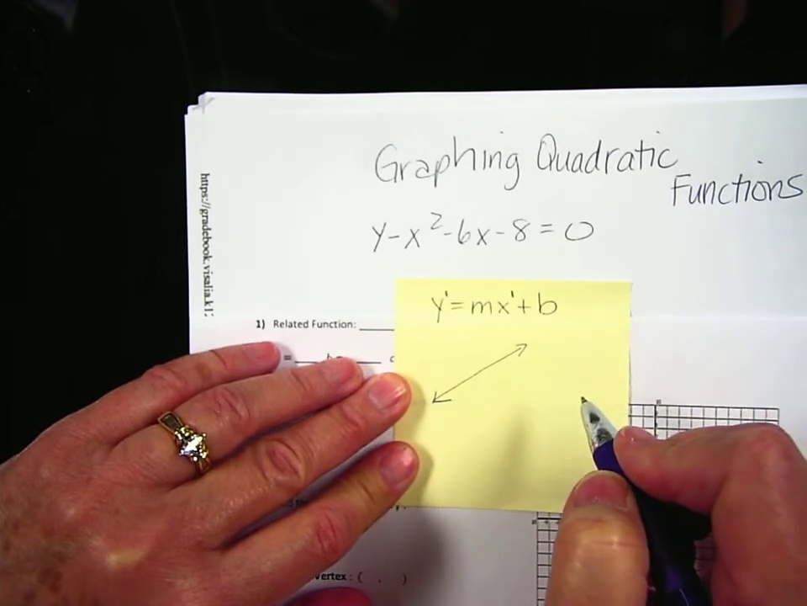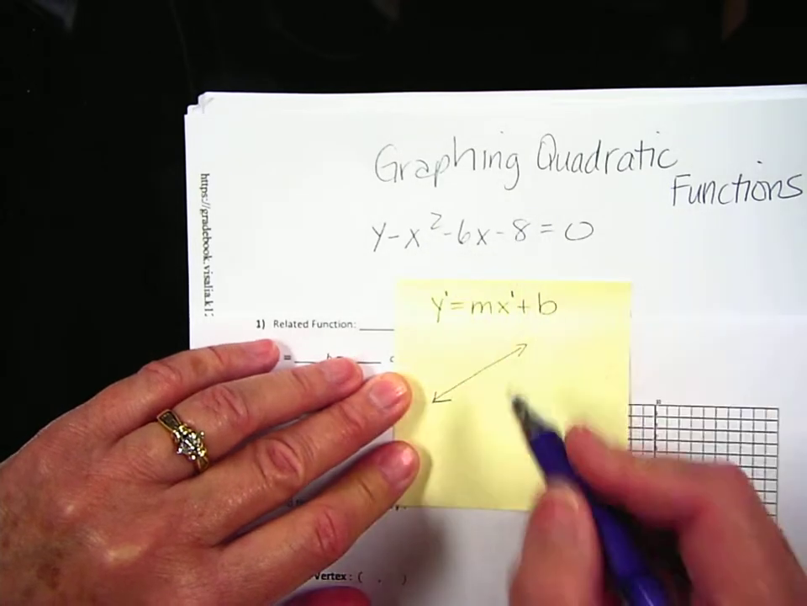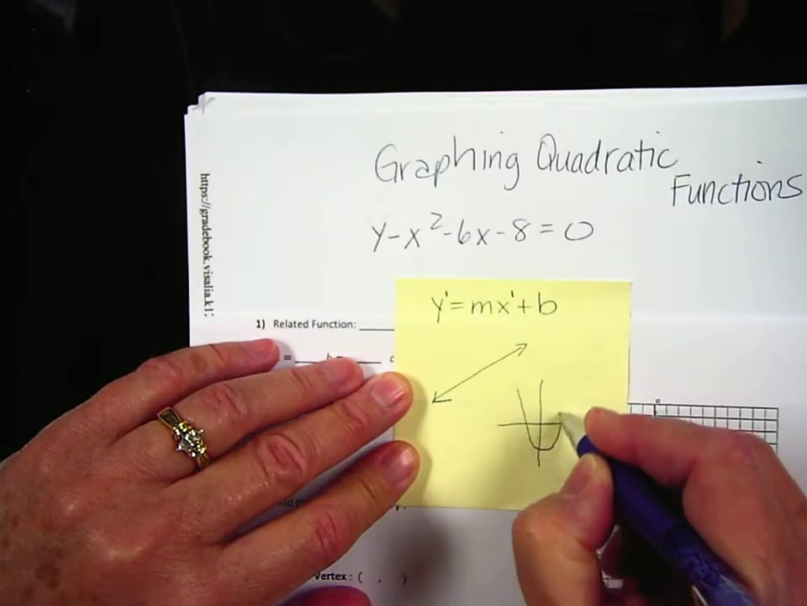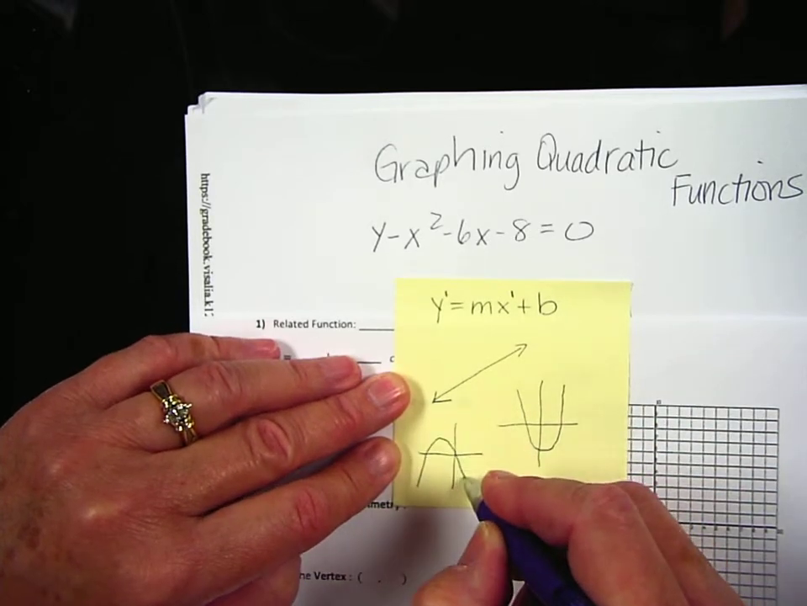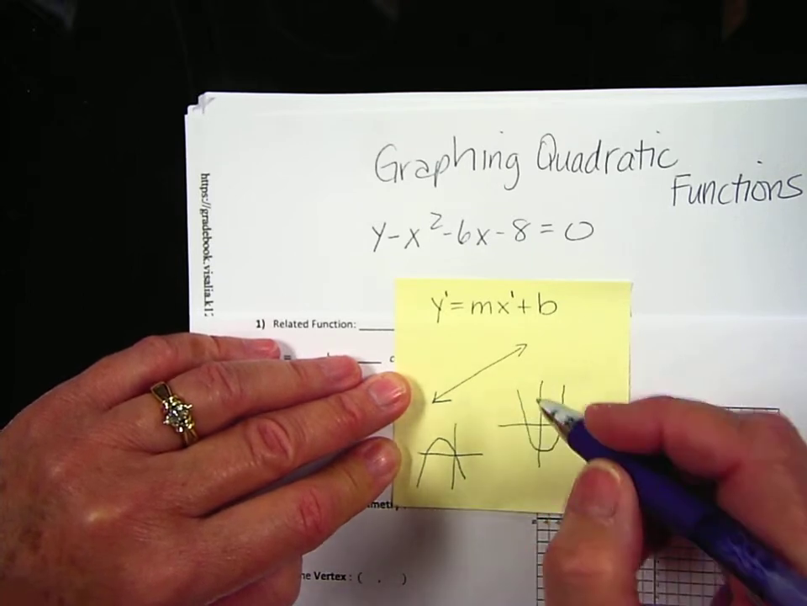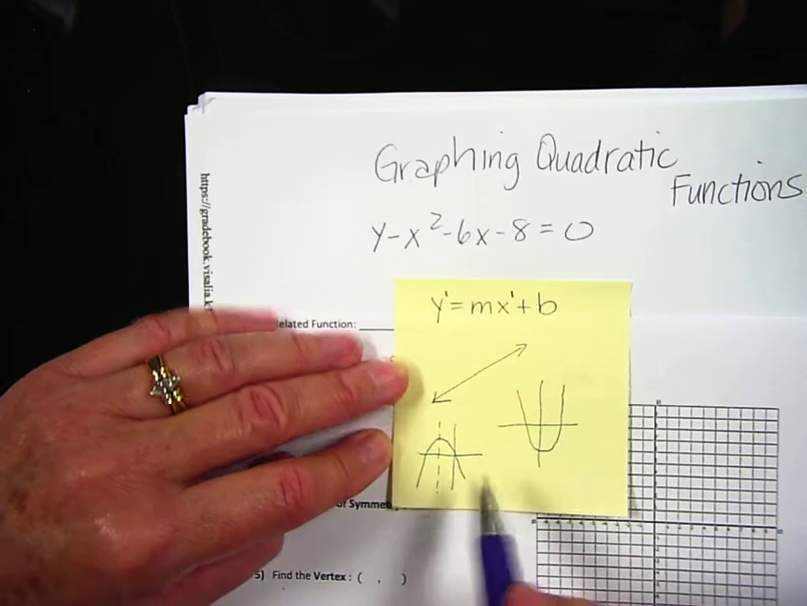But a quadratic function, its highest exponent is a 2. And when we graph a quadratic, we're going to get a parabola. It might look like this, or it might look like this, but it's a curve. And it's a symmetrical curve, which means it has a middle line that divides it in half.